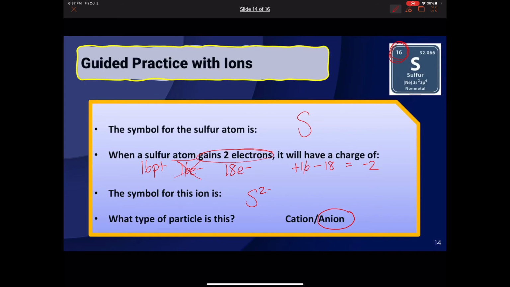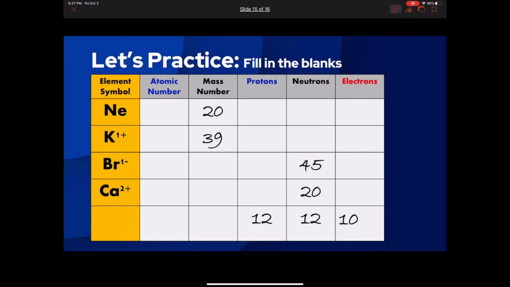Let's try a few more examples. Pause the video and see if you can do these examples on your own, and then check your answers. Okay, hopefully you were able to use your periodic table and work through these problems. If not, let's work on them together.